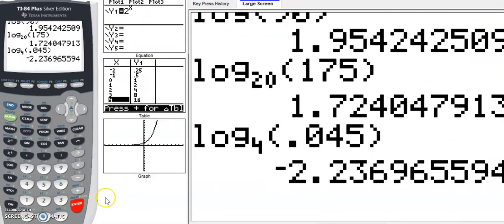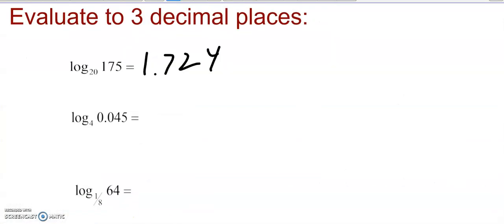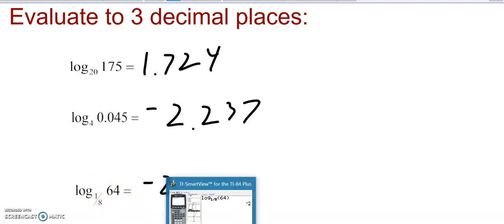Hit enter. And I get negative 2.237. So take a second, pause the video, and make sure you can type in log base 1/8 of 64. Unpause when you are ready to check. All right, so now we should hopefully get negative 2 for log base 1/8 of 64.